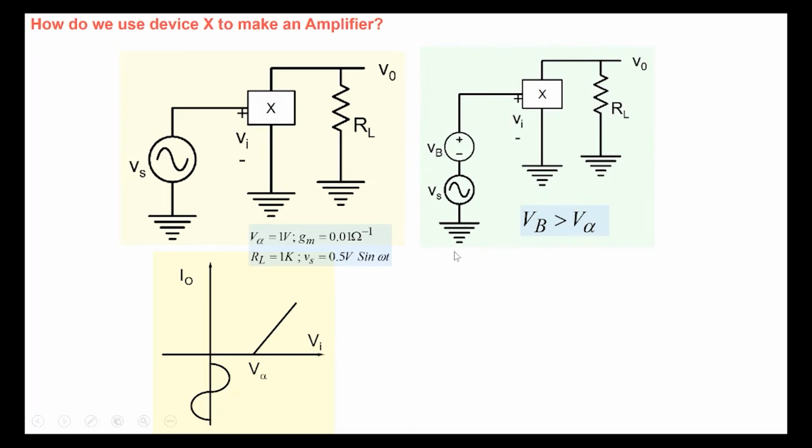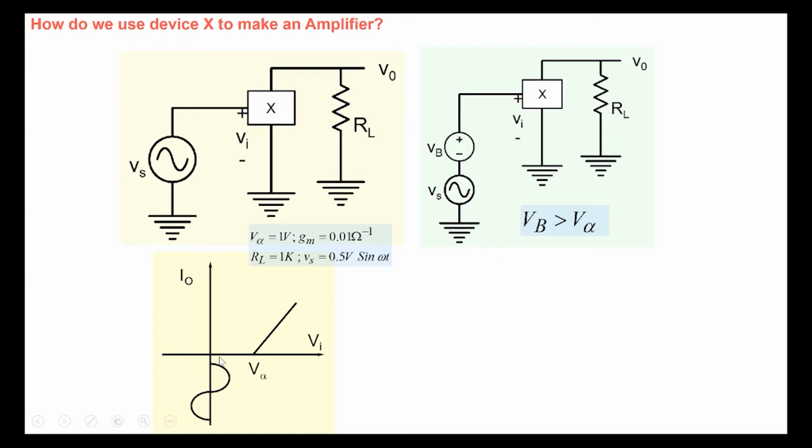So what we do is, we can see that it's easy to shift the input here if we add a DC voltage here. We don't apply Vs directly to the input. We apply Vs in series with a bias voltage here. Note that Vs has both a positive component and a negative component, and normally it would be a very weak signal.